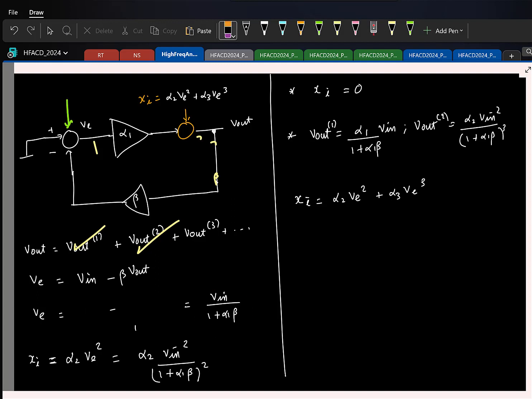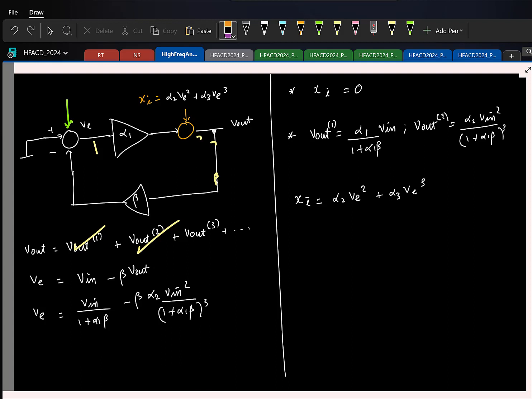Let me make some space. In addition to this, I'll have minus beta V out 2. Fine. So V out 2 will directly replace alpha 2 v in square. Now I am interested to find the third order term. Now look at my error signal.